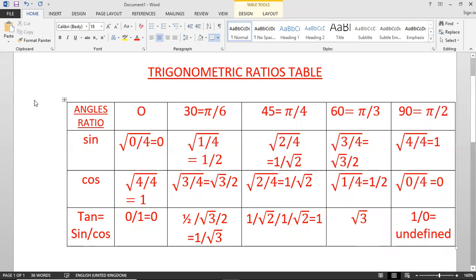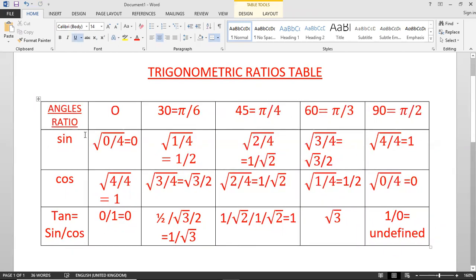So this is a table which you students have to learn orally. They should know exactly what the value is. Though you can use a calculator, for your efficiency and quick working, you should learn these values by heart, and we will be utilizing them in the next questions as well.